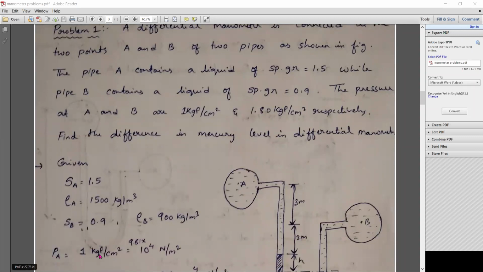So this kgf is converted into newtons by multiplying by 9.81. Now it became Newton per centimeter square. So now convert centimeter square into meter square. 1 centimeter in terms of meter becomes 10 power minus 2. If it goes to the top side, it becomes square, power 4. So 9.81 into 10 power 4 Newton per meter square. If you have any doubt in this conversion, please ask me. I'll tell again.